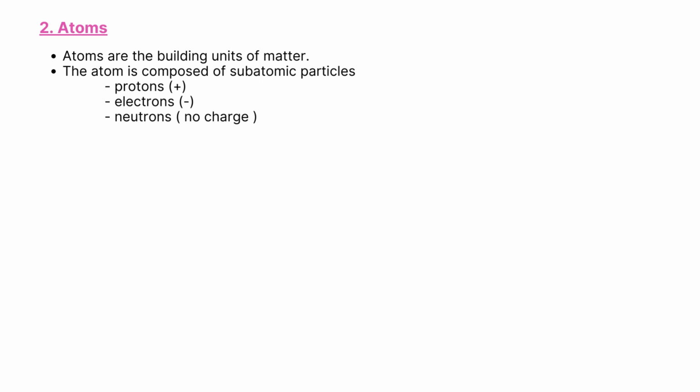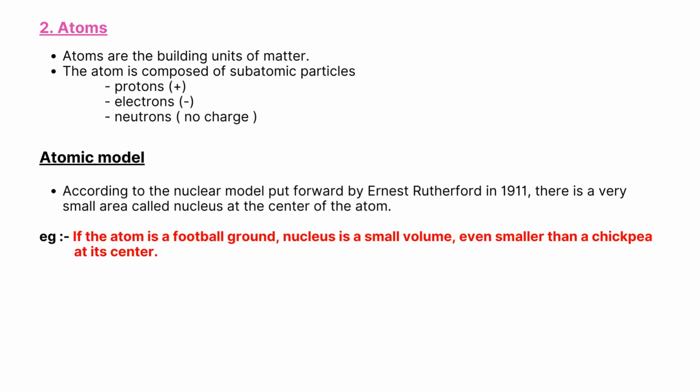There are equal number of protons and electrons in an atom. So the number of positive charges are equal to negative charges. Therefore atoms are electrically neutral. Now we will see how the subatomic particles are arranged in an atom. So to know that we discuss models of an atom.